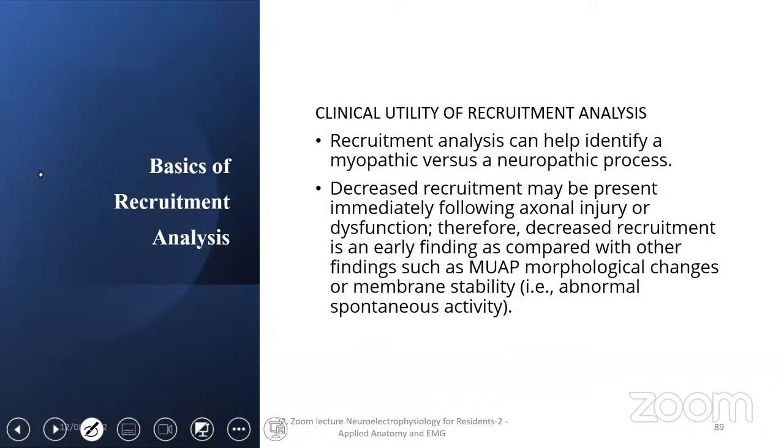What is the clinical utility? Recruitment analysis can help identify a myopathic versus a neuropathic process. That again, I'm hammering this point again and again. Decreased recruitment may be present immediately following axonal injury or dysfunction. The decreased recruitment is an early finding as compared with other findings such as MUP morphological changes or membrane instability, that is abnormal spontaneous activity.